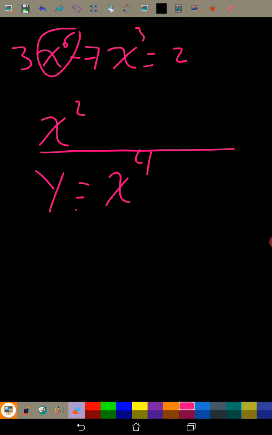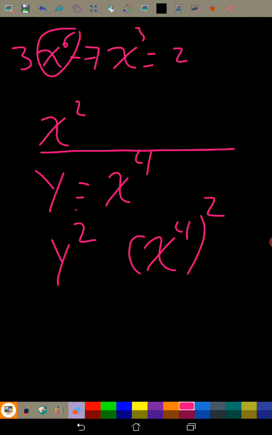So then if we have y to the power of 2, we actually have x^4 to the power of 2, which is... no, this is 8, so it's not good. So we need 3 and 2 then. 2 is good.